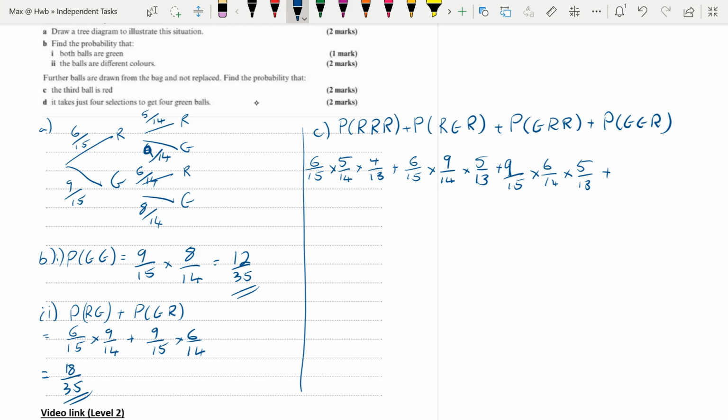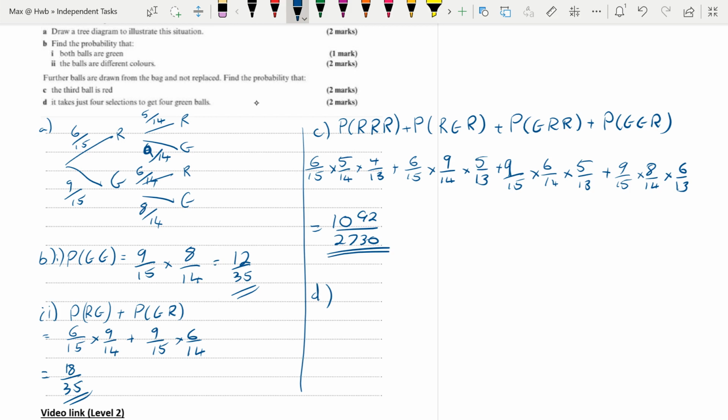And then the final one is two greens, so 9 over 15 times 8 over 14. And I haven't touched any reds yet, so I've still got 6 of them over 13. And again, I'm going to type all that long line there into my calculator. Gives me 1092 over 2730. Okay, or if you've rounded it to a decimal, that's also fine. And make sure you've got the equivalent fraction to it.